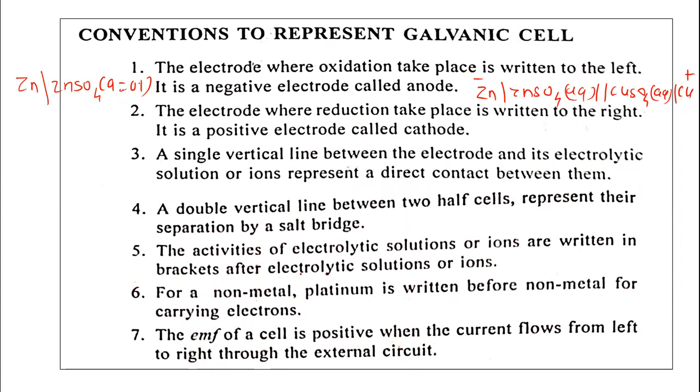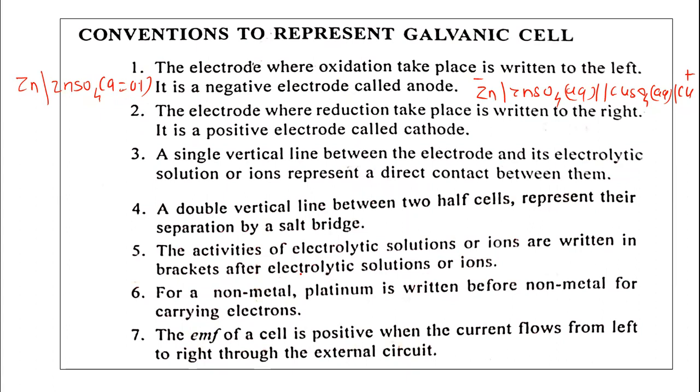Then the next rule: for a non-metal, platinum is written before the non-metal for carrying the electrons. If a non-metal is there in the representation of the cell, particularly in the case of a gas electrode or metal-insoluble salt type of electrodes, we have to use platinum, where the role of platinum is to carry the electrons.